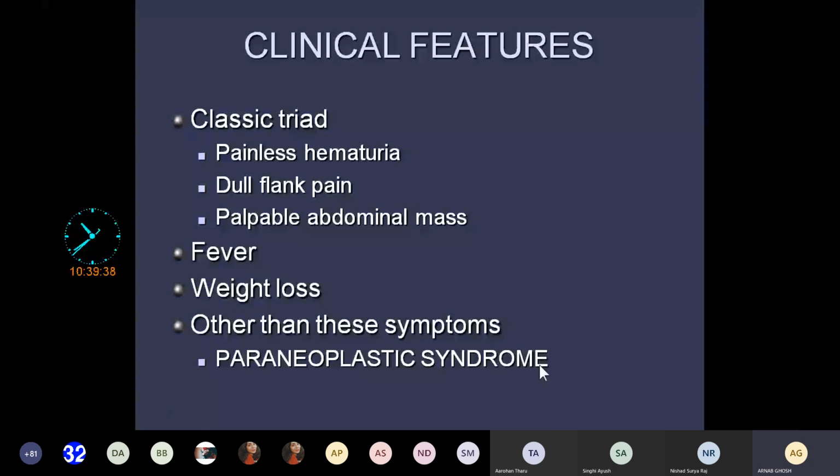What is paraneoplastic syndrome? Any of you have heard of this word? You can hear me, right? Yes, sir. Okay. You know anyone? No, nobody knows.